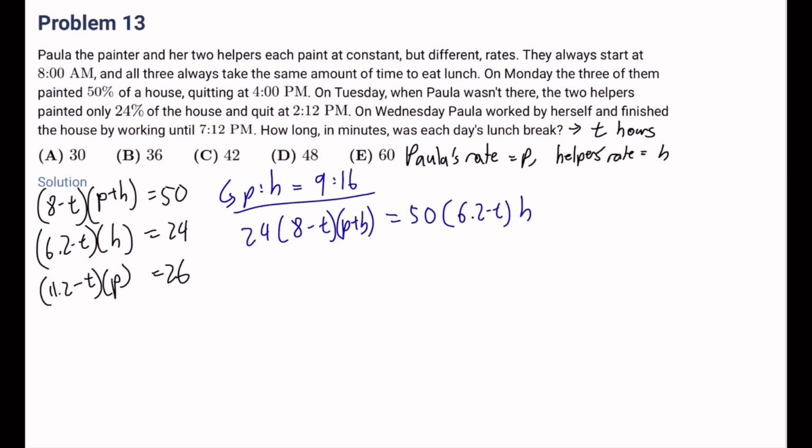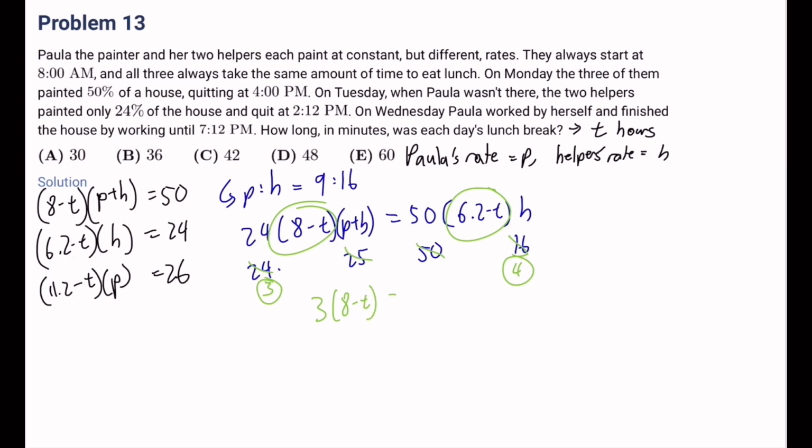So P to H is 9 to 16, so if we put those in there, then that's going to give us 24 times (8 minus T) times (9 plus 16), that's 25. That's equal to 50 times (6.2 minus T) times 16. And so we can cancel each of those to get 2, and cancel those and those by 8 to get 3 and 2. And so those 2's are going to come together to make a 4. And so we have 3 times (8 minus T) and (6.2 minus T) times 4.